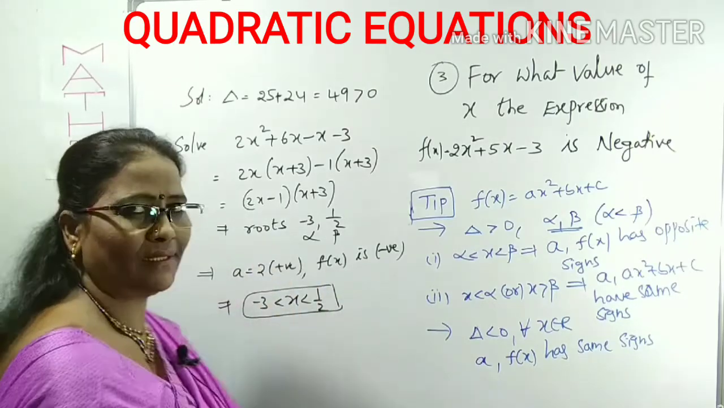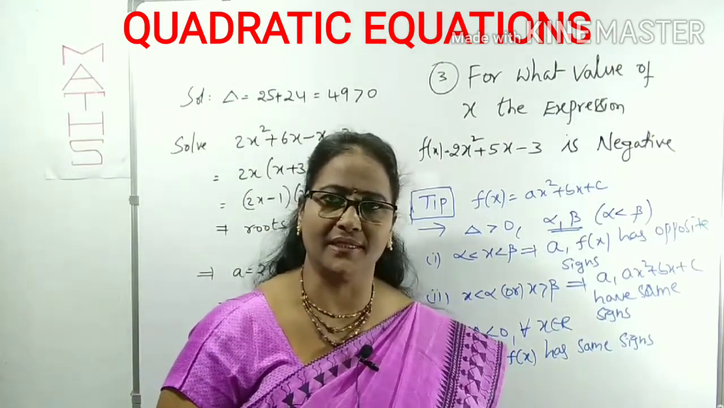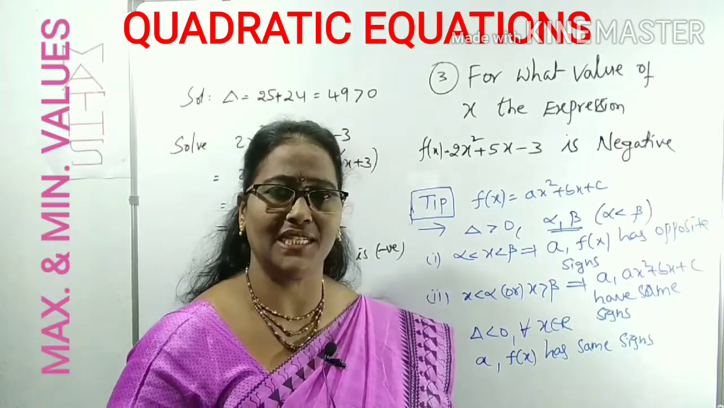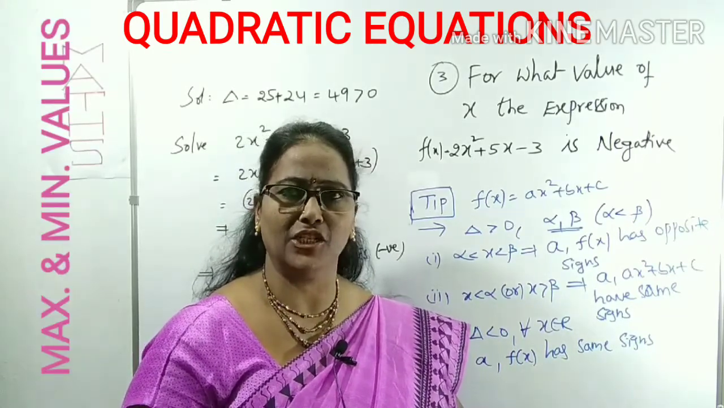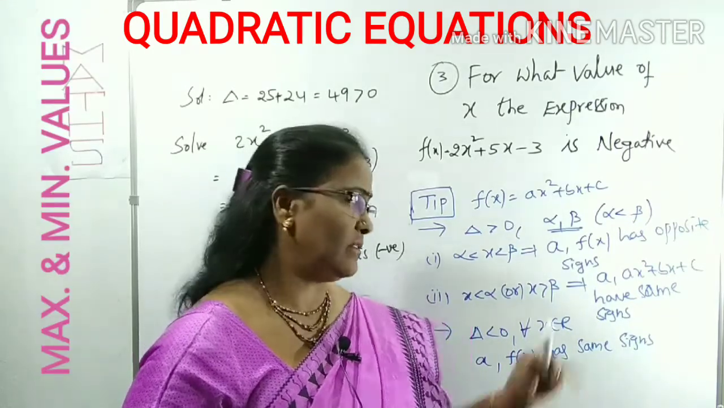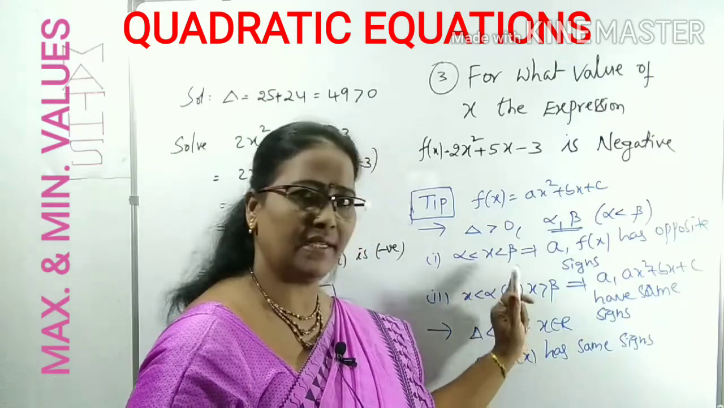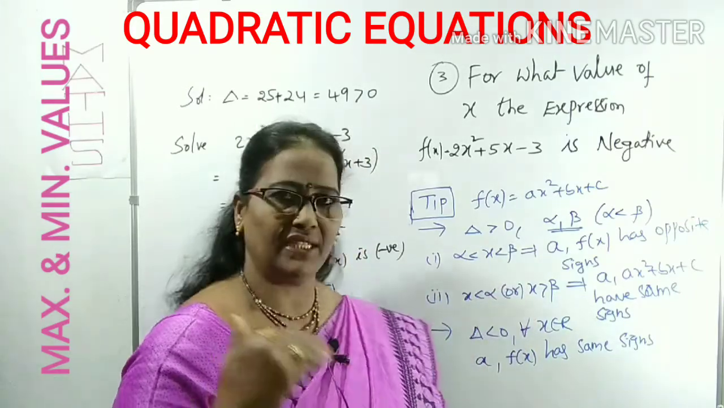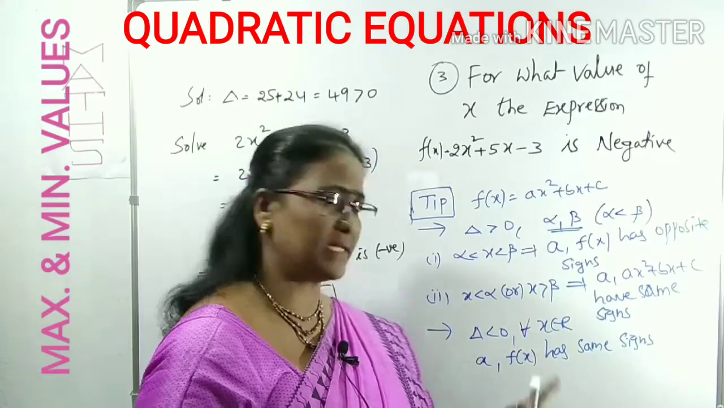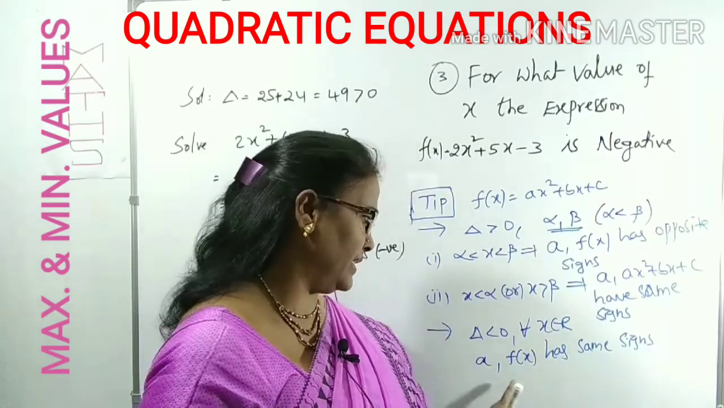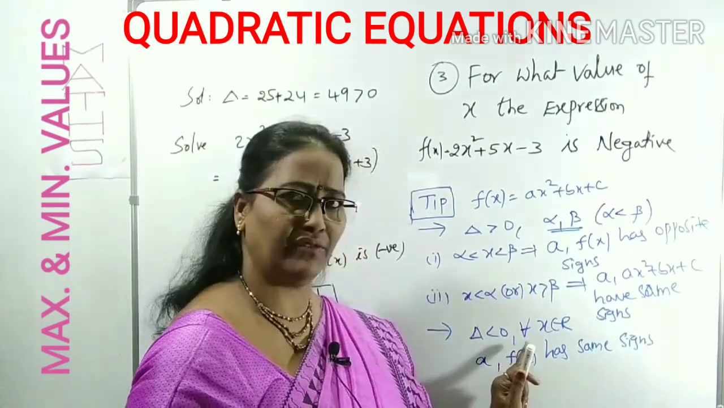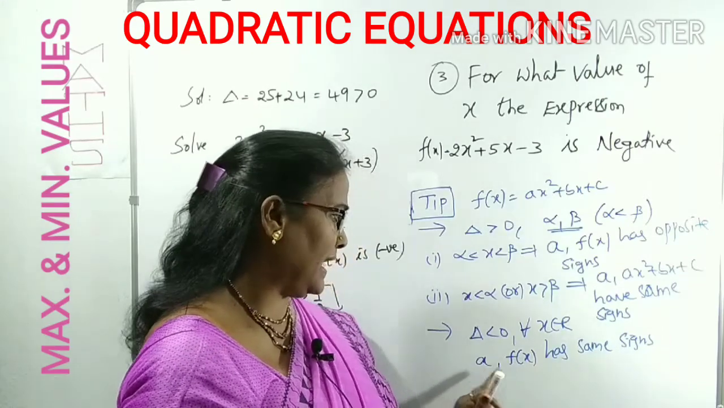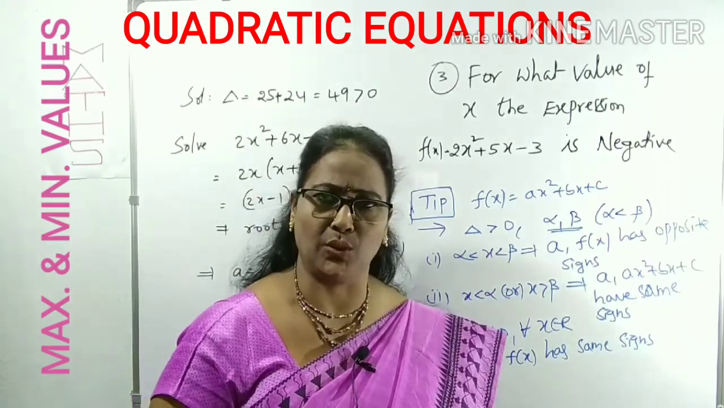Right. Clear? Like that we have to recognize the changes of signs of the expression. When the discriminant is greater than 0, we can find the roots, and in that case we can concentrate on these two cases. And if the discriminant is less than 0, compulsorily one point only: for every x belongs to R, A and f(x) have the same signs only.